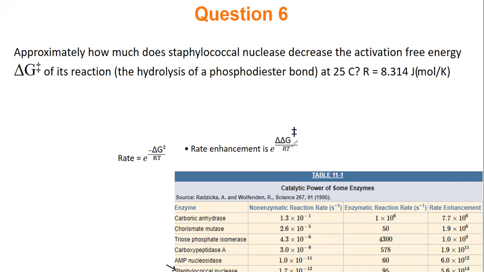So for staph, the non-enzymatic reaction rate is 1.7 times 10 to the minus 13th. My reaction rate here is 95. My rate enhancement is 5.6 times 10 to the 14th. So my question is, what is the decrease of delta G double dagger due to this enzyme?